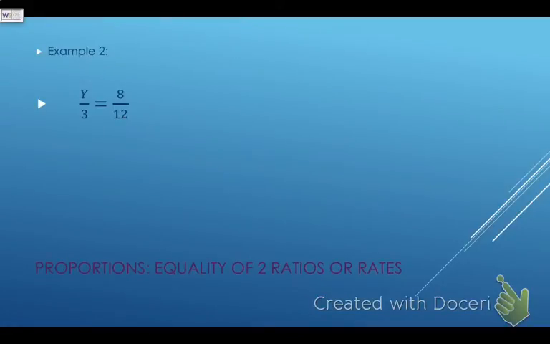Example 2. Same thing as we did the last one. Start right here. I'm going to start at 3. 3 times 8 is 24 equals 12y.